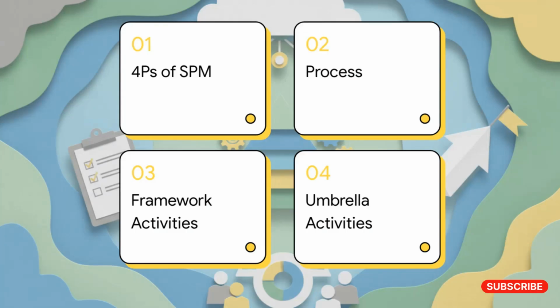So here is our roadmap for this explainer. First, we'll hit the 4 Ps of SPM. Second, we're defining the process. Third, we'll look at the core framework activities. And finally, the supporting umbrella activities. It's a nice logical top-down breakdown from the big ideas right down to the background support tasks.